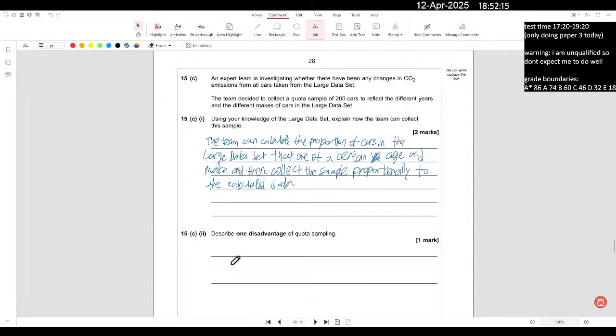Describe one disadvantage of quota sampling. I guess I'll just say sample may be biased as the selection was not random. Hopefully that's good enough.